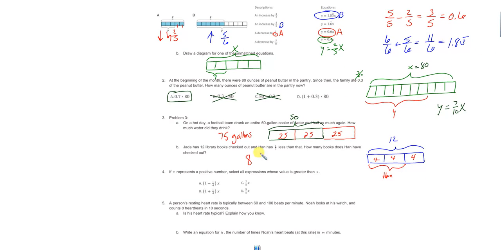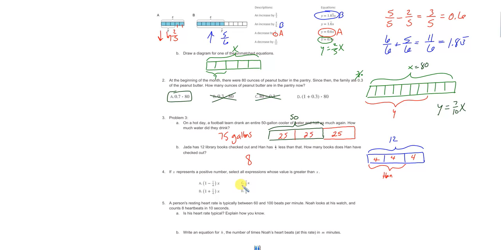We have x represents a positive number. Select all of the expressions whose value is greater than x. Okay, so x is positive. We want all the ones that will be bigger than what x's value is. Okay, so if we multiply x by a fraction that is less than 1, it will shrink and make it smaller, especially if it's positive.